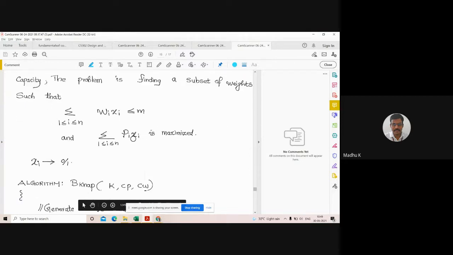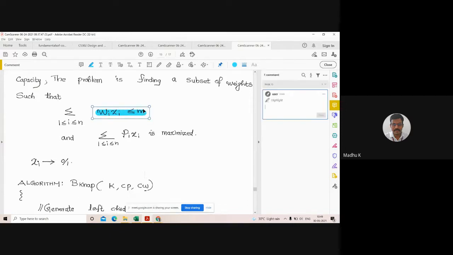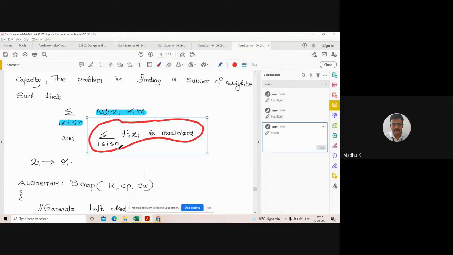One, the sum of wi into xi should be less than or equal to m, for 1 less than or equal to i less than or equal to n. And we want to maximize this profit function, that is, the sum of pi into xi is maximized. That is, we want to fill the knapsack with some objects in such a way that it satisfies these two. So this is the objective function to be maximized.